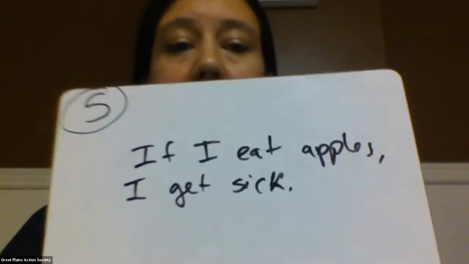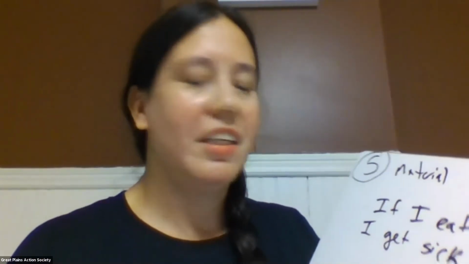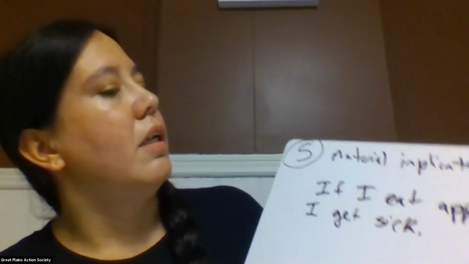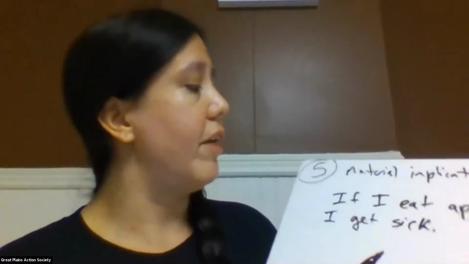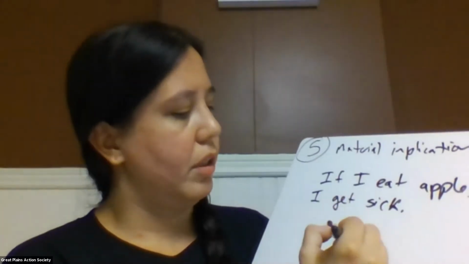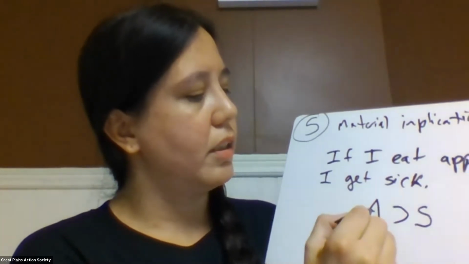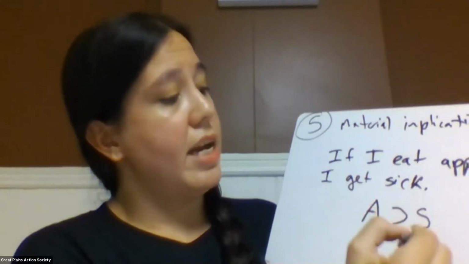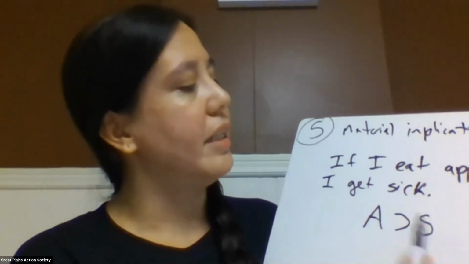Okay. Another important translation we can do is called material implication. And I apologize for my crap handwriting. This is why everything is typed up in a document that you can look at and read. Okay, material implication. That means that there's a relationship where the truth of one part implies the truth of the others. So if I eat apples, I get sick. All right. If I eat apples, and we translate material implication with the horseshoe, I get sick. So if I eat apples, then I get sick. So the truth of me eating the apples brings about the truth of my getting sick.